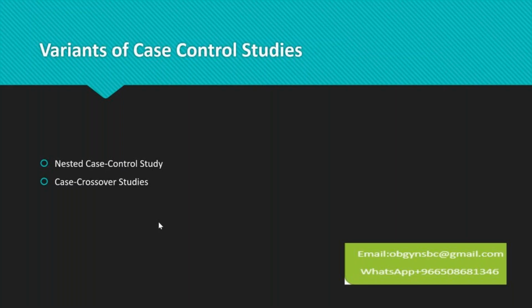Then there are the case crossover studies, where the cases become their own control, and the controls become the cases. So we observe them as cases and controls for a certain period of time, and then after a certain period of time, the cases become the controls, and the controls become the cases. If you are a beginner, then you don't have to go into this detail. Just think about the case control study.